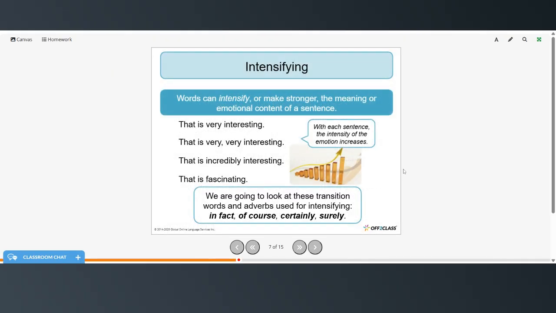Words can intensify, or make stronger, the meaning or emotional content of a sentence. That is very interesting. That is very, very interesting. That is incredibly interesting, or that is fascinating. With each sentence, the intensity of the emotion increases. So we're going to look at these transition words and adverbs used for intensifying: in fact, of course, certainly, and surely.